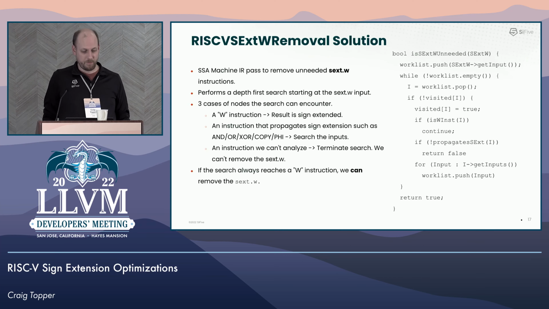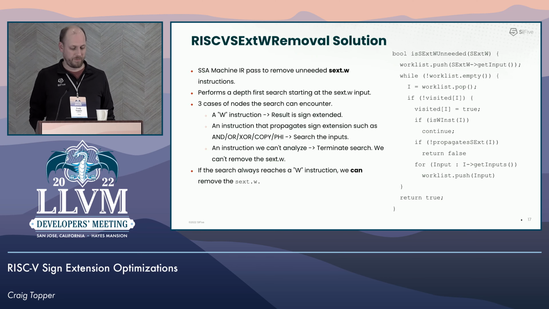So the solution I implemented was to add an SSA machine IR pass that does a depth first search from the instruction that defines the sign extend W input, in this case the phi node. If that search encounters a W instruction, then we know the register is already sign extended. If we find an instruction that propagates sign extension, like AND, copy, or phi, we add their inputs to the search and continue. If we find any other instruction that we can't analyze, we'll terminate the search and keep the sign extend W. If the search completes without terminating early, then we know the sign extend W is unneeded and we can remove it. So this allows us to remove the instruction that SelectionDAG left behind there.